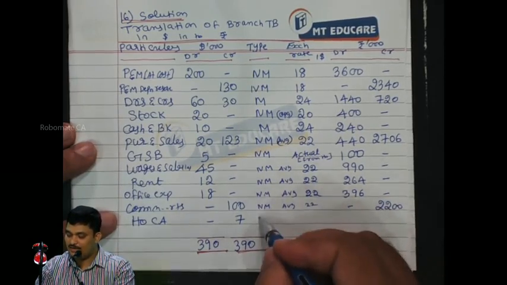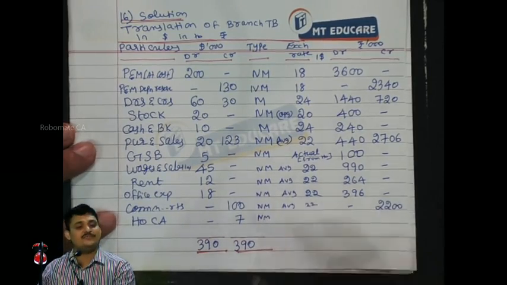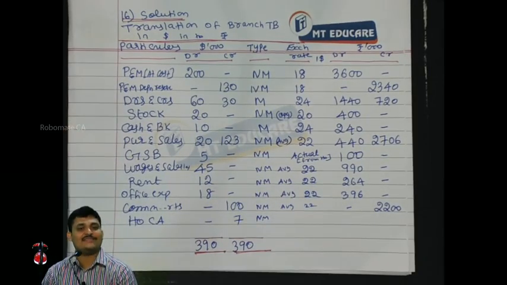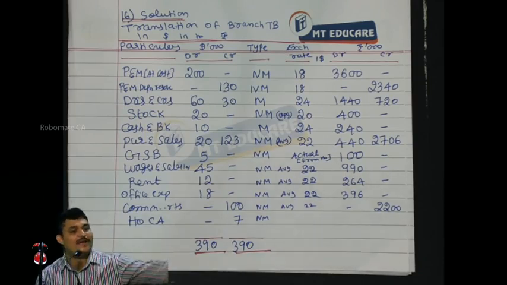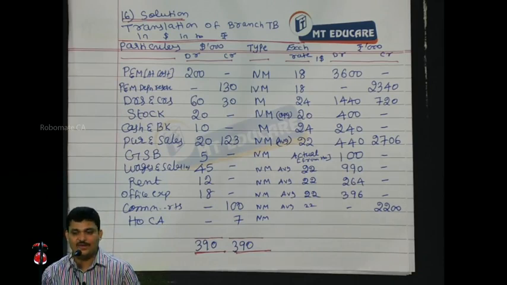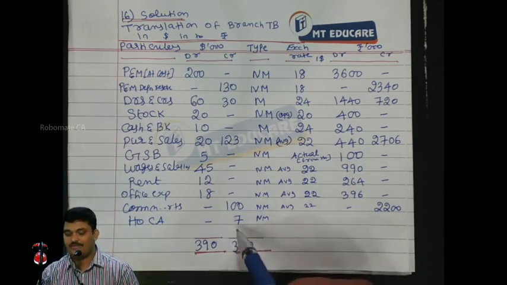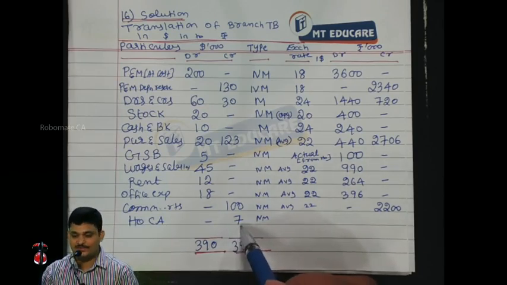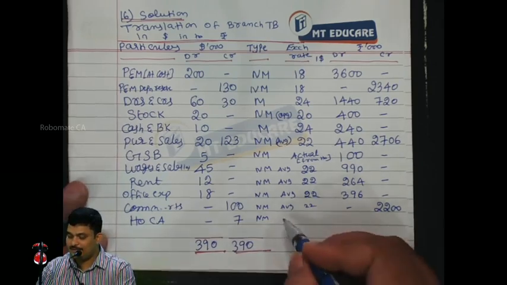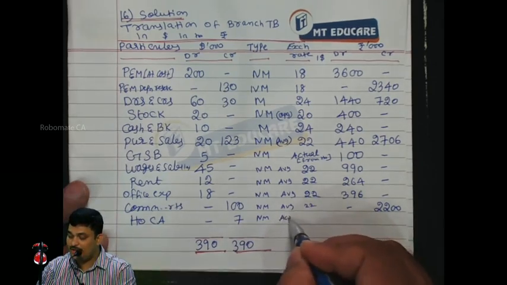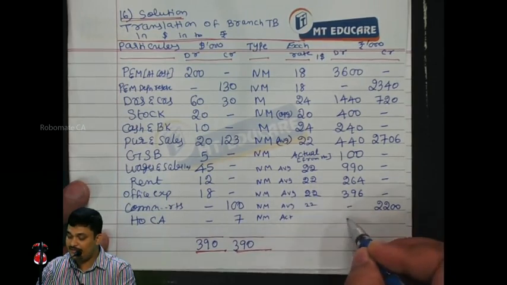Head office current account, non-monetary. It's like the share capital only, friends. Everybody, this is not a fixed amount payable to the branch or head office and all. So that is a contribution capital of this head office into the branch. So thereby non-monetary, actual 120.